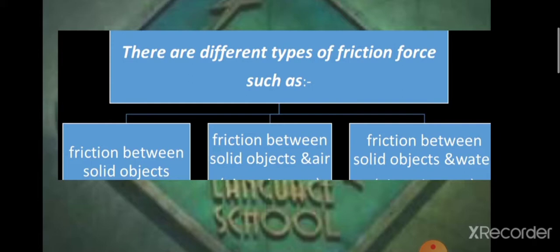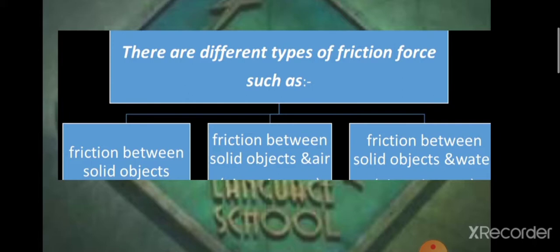Then, the second type is the friction force between a solid body and the air. Something solid that moves in the air, like the bird. The bird is solid and it's moving or flying through the air. And we call this type of friction air resistance. So, when we have a friction force between a solid body and the air, we call it air resistance.